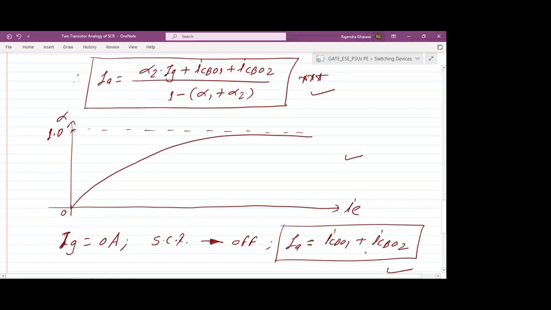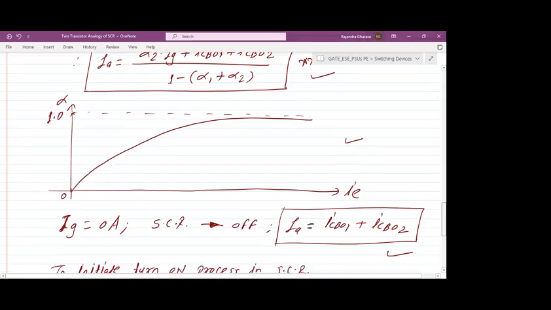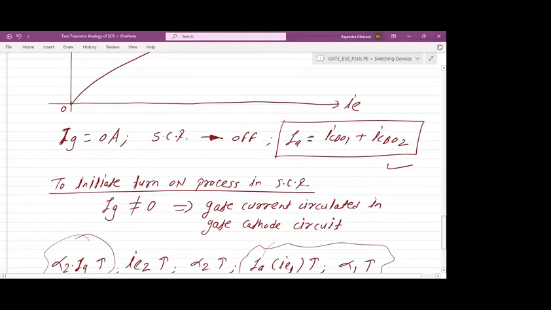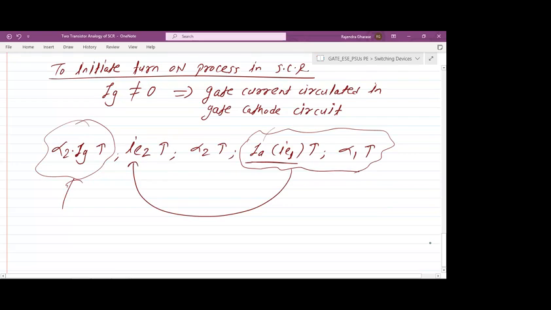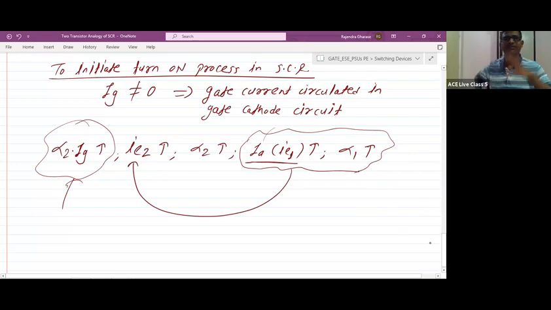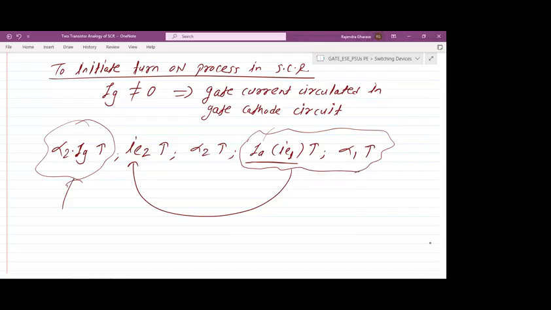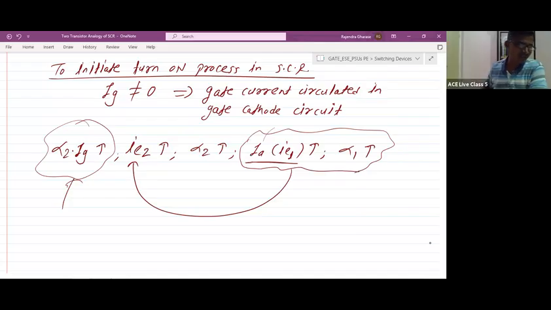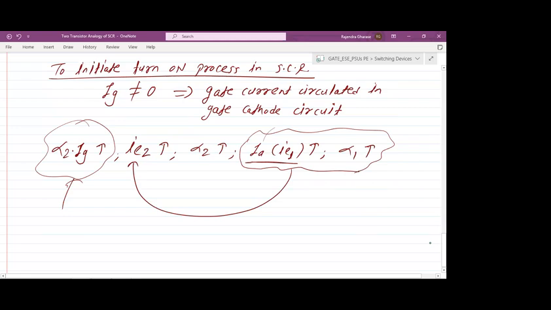Another doubt, sir: you have said that power BJT doesn't block reverse voltage. It is an exception only for power BJT. Normally a BJT blocks reverse voltage. This is only for power BJT, because we're dealing with power electronics, power devices. Okay, thank you, sir.